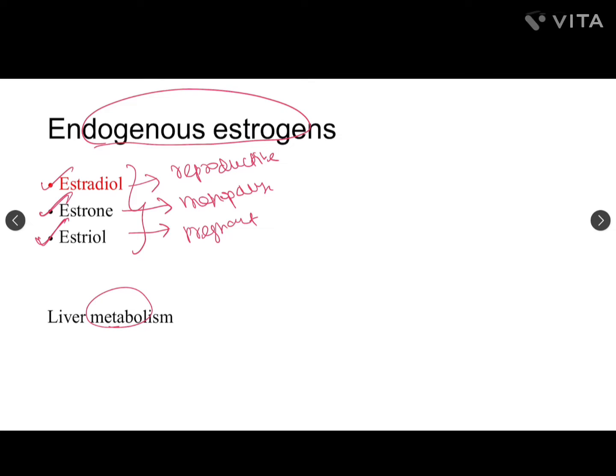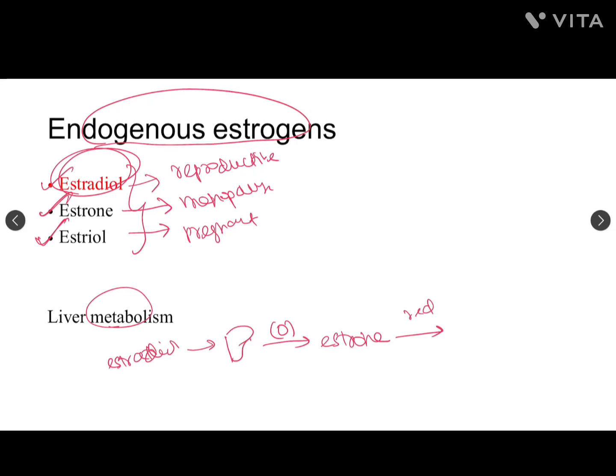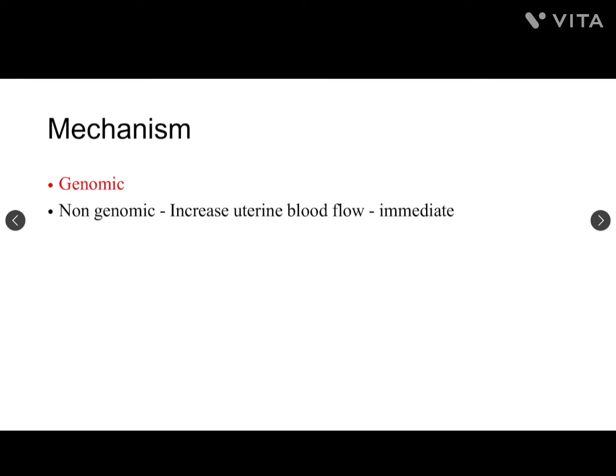Estrogen gets highly metabolized in the liver. Estrogen basically has a high first pass metabolism. When estradiol, which is the most potent form of endogenous estrogen, reaches the liver, it gets oxidized and forms a ketone that is called estrone. And when this estrone gets reduced in the liver, it forms estriol. That is how estrogen is metabolized. And remember, out of all these three endogenous estrogens, estradiol is the most potent estrogen.